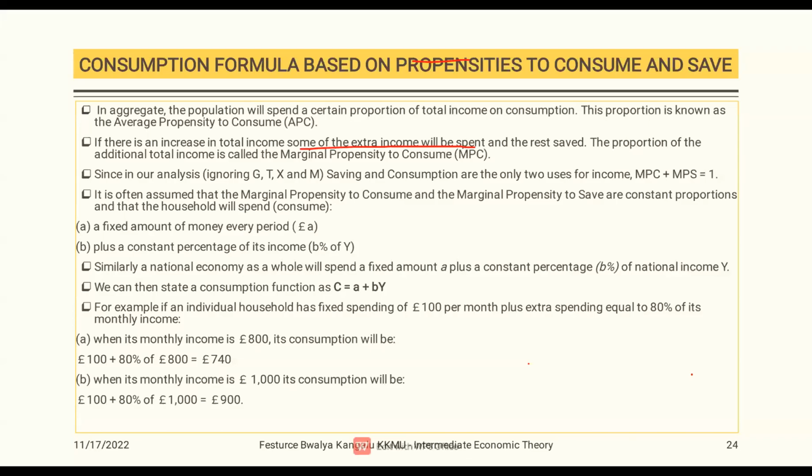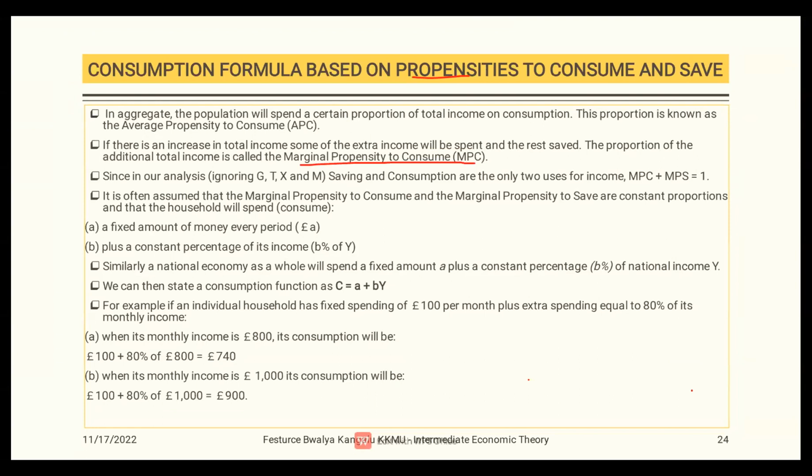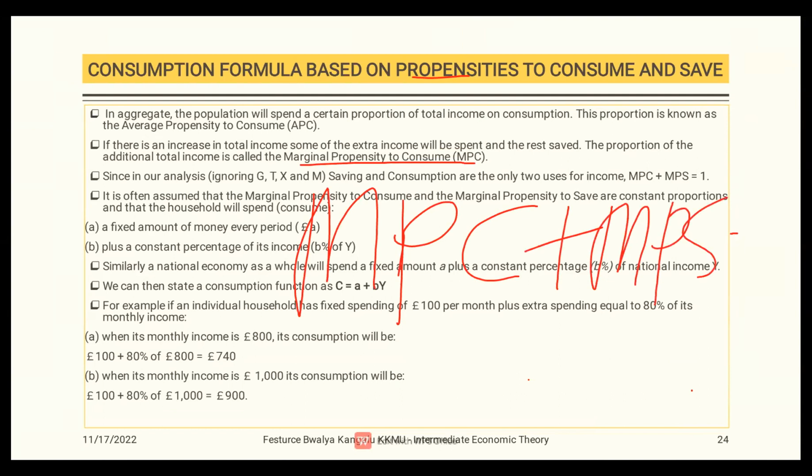Okay, I continue recording. What you observed is that we had ignored government and taxation. We ignored the exports. We ignored the imports. So saving and consumption are the only two uses for our income. Therefore, the marginal propensity to consume plus the marginal propensity to save shall be equal to 1. Did you get that?